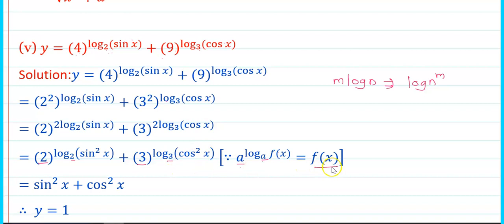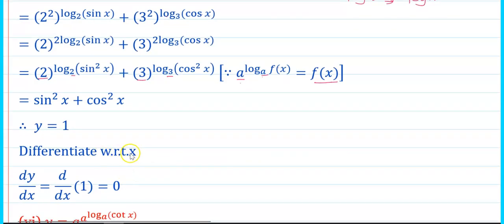Then what is the answer? F of x means what? Cos square x. But what about sin square x plus cos square x? It's an identity. That is 1. Now differentiate this with respect to x. Derivative of a constant is 0, and hence dy by dx is equal to 0.